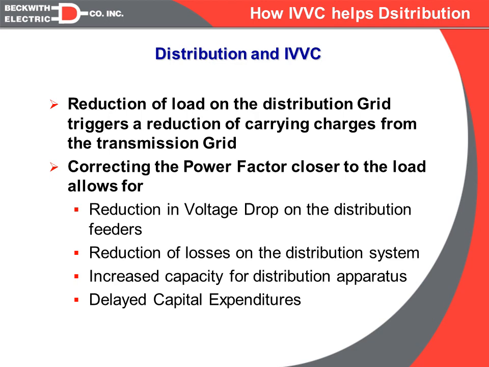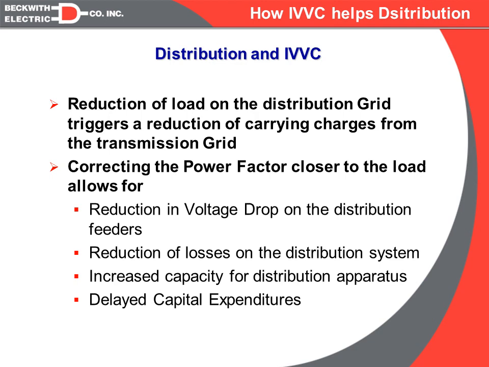Finally, at the distribution level, a reduction in load, first of all, will reduce the carrying charges from the transmission grid if you are a deregulated utility. So if you're a deregulated distribution company, you have to get your generation through the transmission grid, and your transmission provider will charge you a carrying charge for carrying that power through the transmission grid. So the less power that's going through the transmission grid, the less that charge will be. So if we can reduce our distribution load, we can reduce the transmission charges.